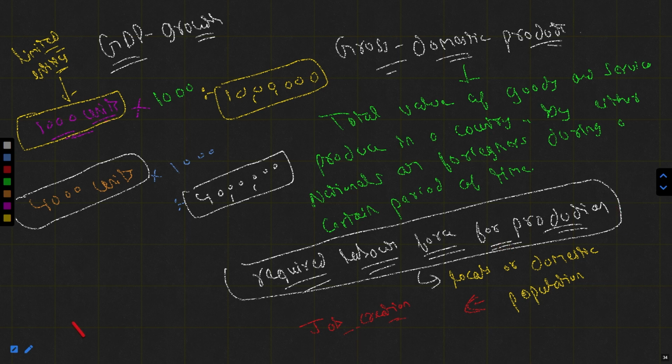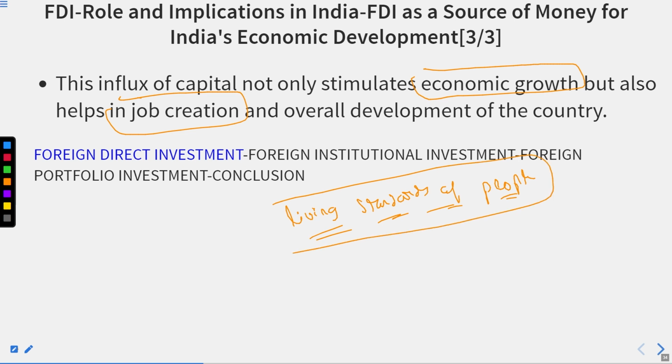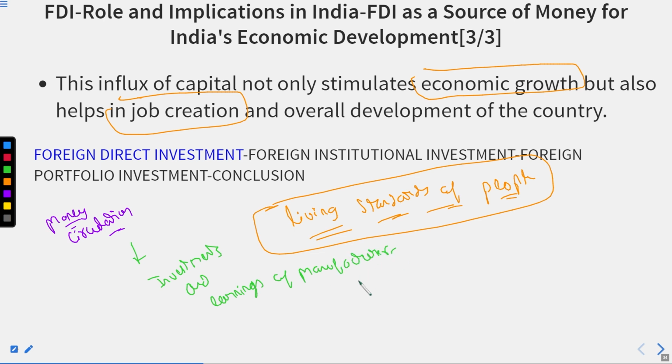Okay, so now I hope you have got an idea why this influx of capital not only stimulates economic growth but also provides job creation. With job creation, the living standards of people will also grow. When people's living standards grow, what will happen? They will start spending. When the spending grows, the money circulation will grow. When the money circulation grows, what will happen? The investments and earnings of manufacturers will also grow, and that will lead us to the overall development of the country.